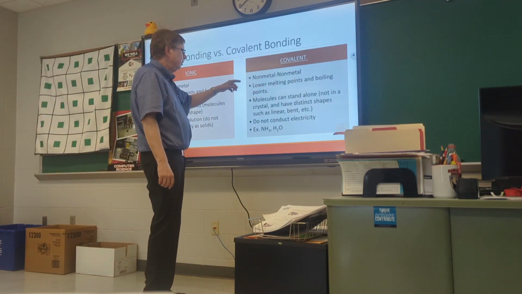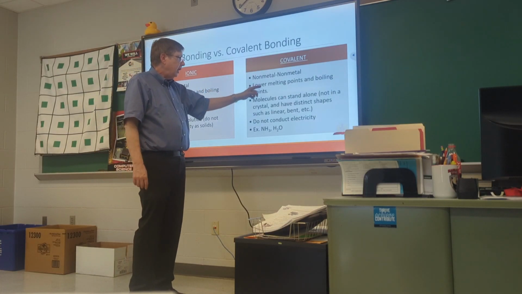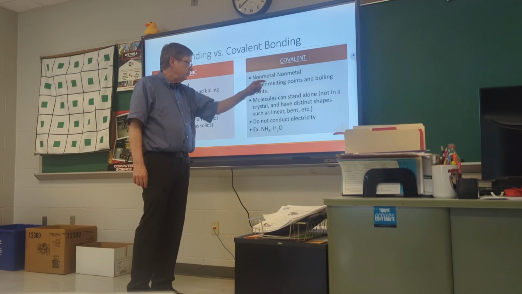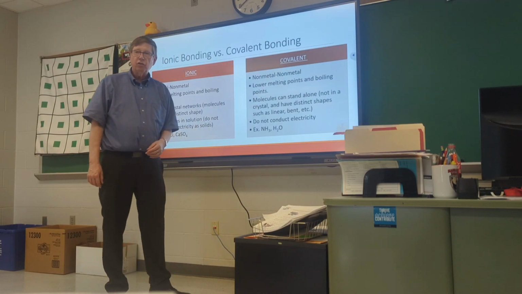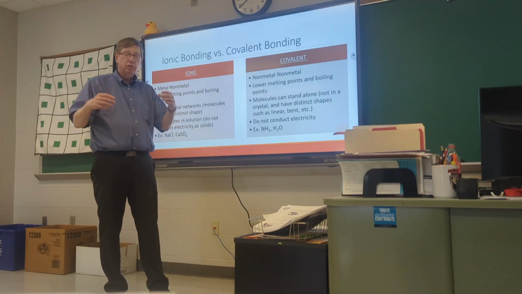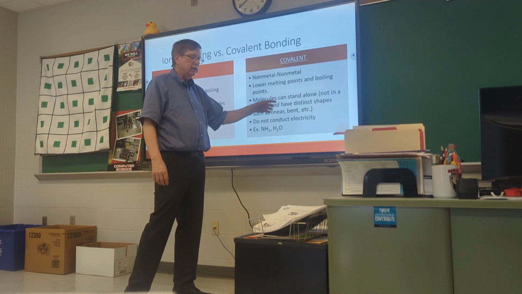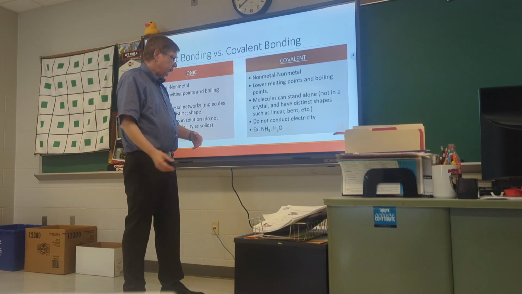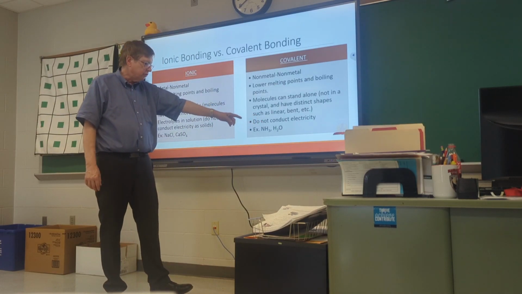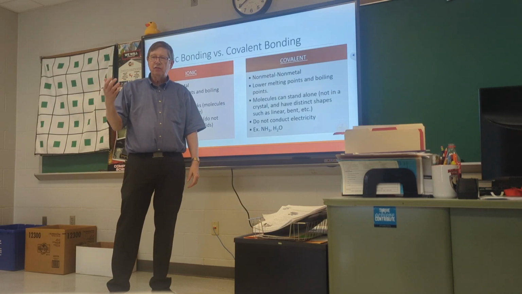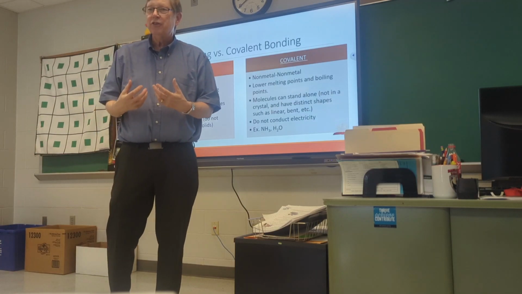Over here on the covalent, covalent is almost always nonmetal to nonmetal. These substances have lower melting points and boiling points, and they don't have to have a crystalline structure between atoms. And they have different kinds of shapes such as linear, bent, etc. They're not going to ask you specific questions about that. They don't conduct electricity, because if we say something's conducting electricity, what type of things conduct electricity?